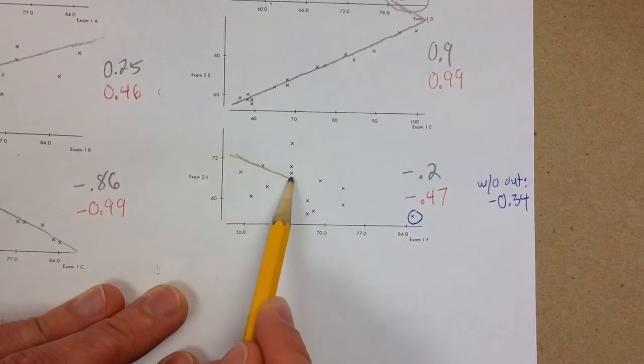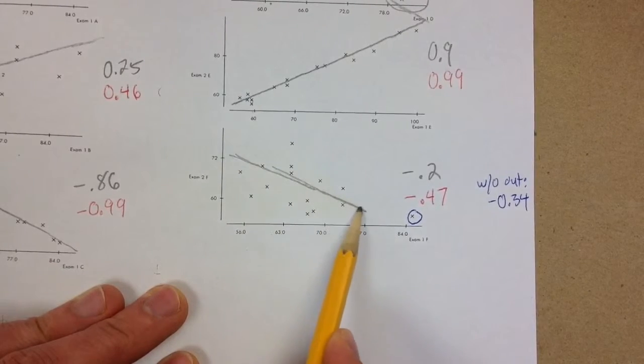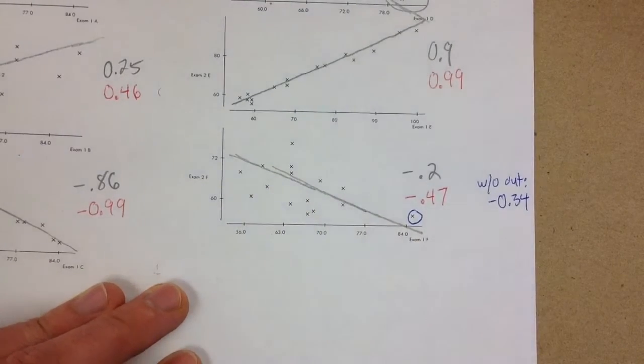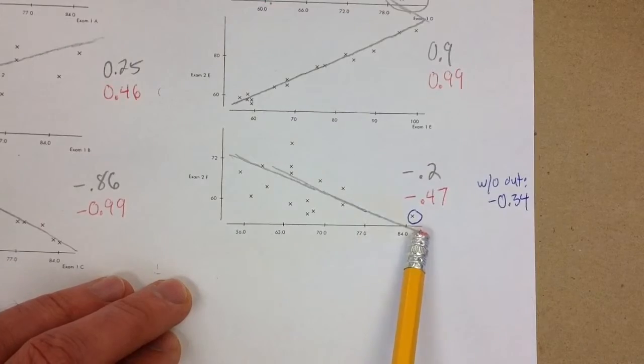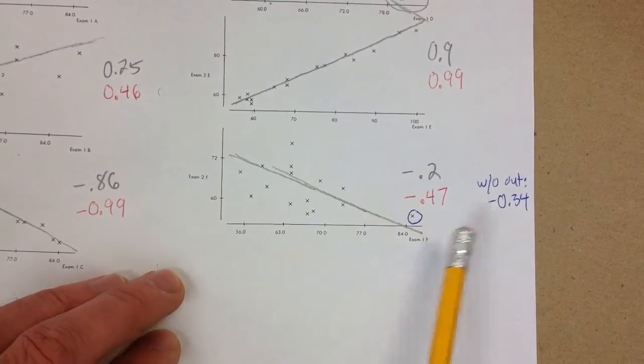Again, draw a line of best fit and use that to make a conclusion. But that's what a negative 0.47 looks like if you have an outlier that follows the trend there.